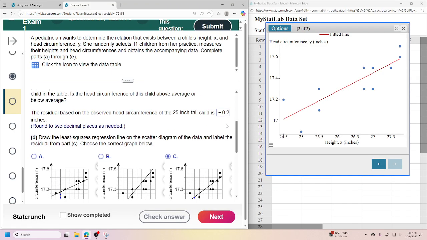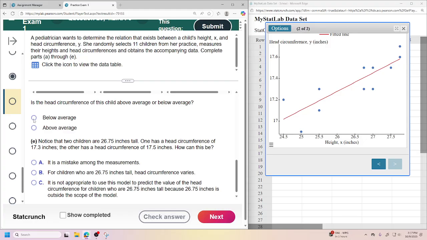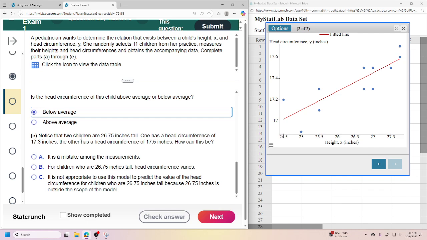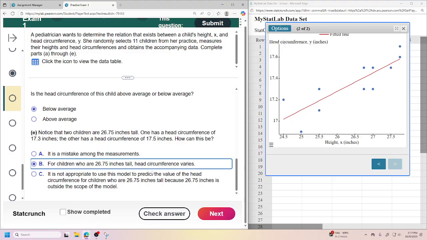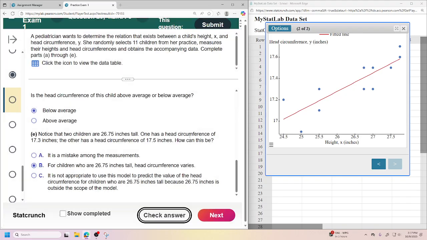So whenever you look at this, I got a negative, and so that would be below. And why would someone have something that's not perfectly the same? Is that what they're asking here? Notice 2 children are this. One has this much head. This one has the other head circumference. So how could that be? It's just like they had different heads. That's all I could say about that, right? Why are 2 humans 2 different heights? That's how humans come. I don't know. Okay. So that's odd, but whatever.